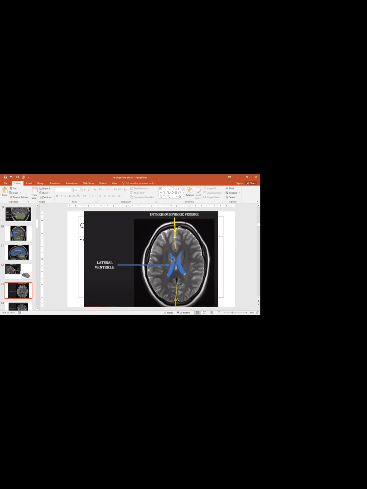Then we have colored these lateral ventricles, which actually should appear milky white, but we have colored them blue. So they are the lateral ventricles. The lateral ventricles have anterior horns on the anterior side and posterior horns on the posterior side, and on some deeper sections, we can appreciate them. This is the interhemispheric fissure anteriorly, and this is the fissure which is lying posteriorly.